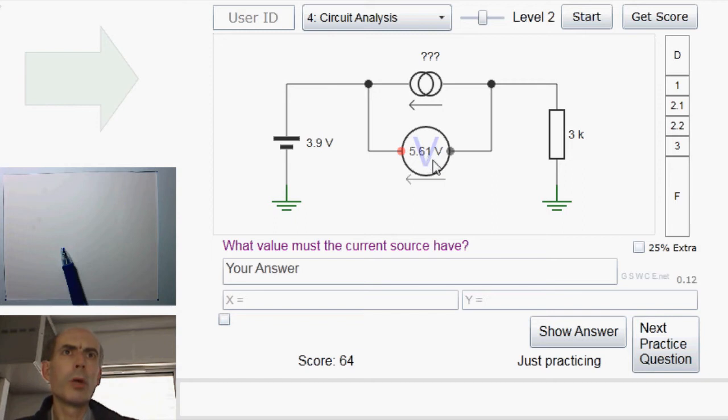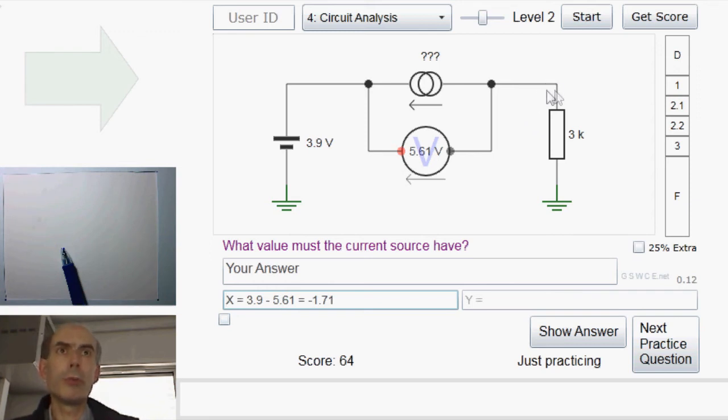Okay, this one. Now, we can work out what the voltage at this point here must be, because we know that from here to here is plus 3.9 volts, and from here to here is minus 5.61 volts, because this is telling us that this point in the circuit here is 5.61 volts above that point there. So the voltage across the resistor must be 3.9 minus 5.61, or minus 1.71 volts.